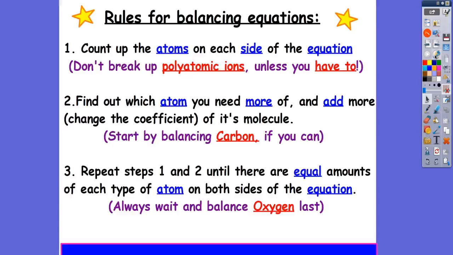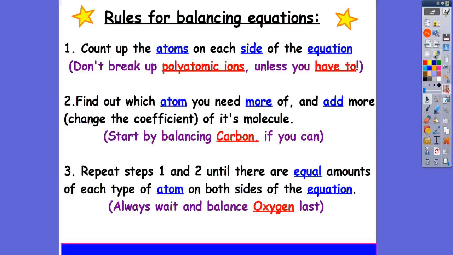Once you've added up the total number of each type of atom, figure out what you need more of. Add more of that molecule, which is the same thing as changing its coefficient, until you have equal amounts. And I will say that sometimes just adding more isn't enough to get to an equal amount. Sometimes it's a little bit like those ionic compounds that we had to balance. You always add more of what you need more of, but sometimes that unbalances it again, and you have to go back and forth.